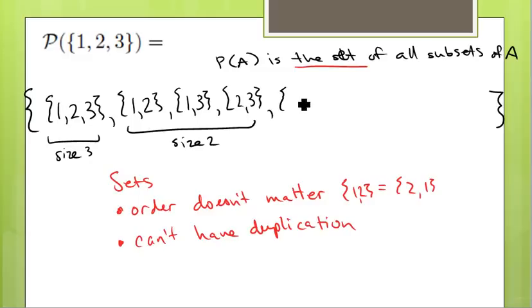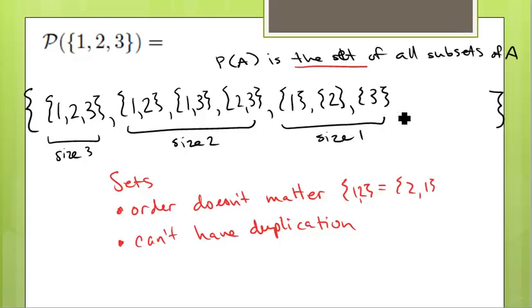So now we're going to do our subsets of size 1. So that would be like just the number 1 by itself, just the number 2 by itself, and just the number 3 by itself. And then lastly, we do have subsets of size 0, right? So that's the empty set. And that's a subset also of the set 1, 2, 3. And of course you can't have a set smaller than size 0, so that completes our power set problem.